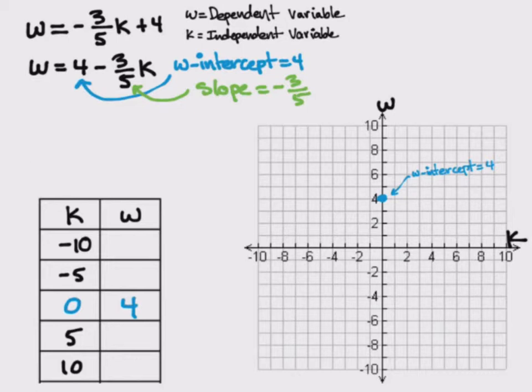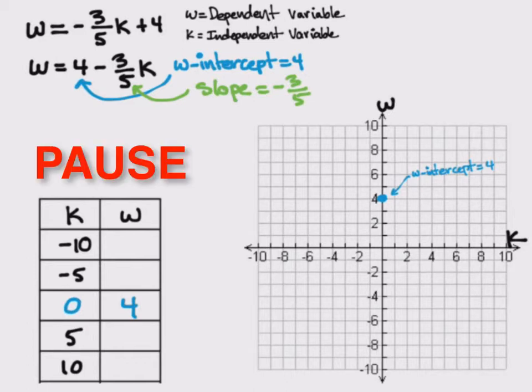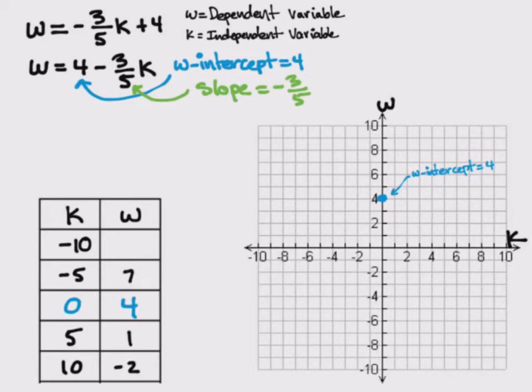And now that we know what k values we want to use, why don't you pause the video and find the corresponding w values. Alright, now that we've got these ordered pairs, might as well graph them.